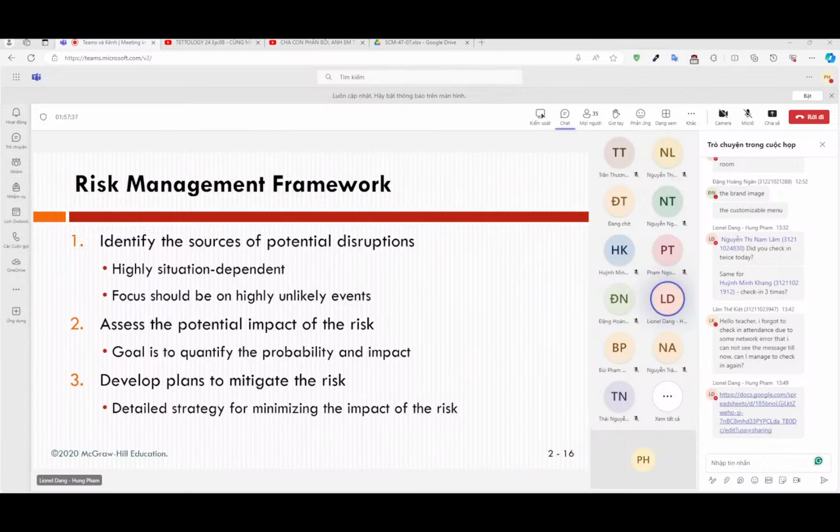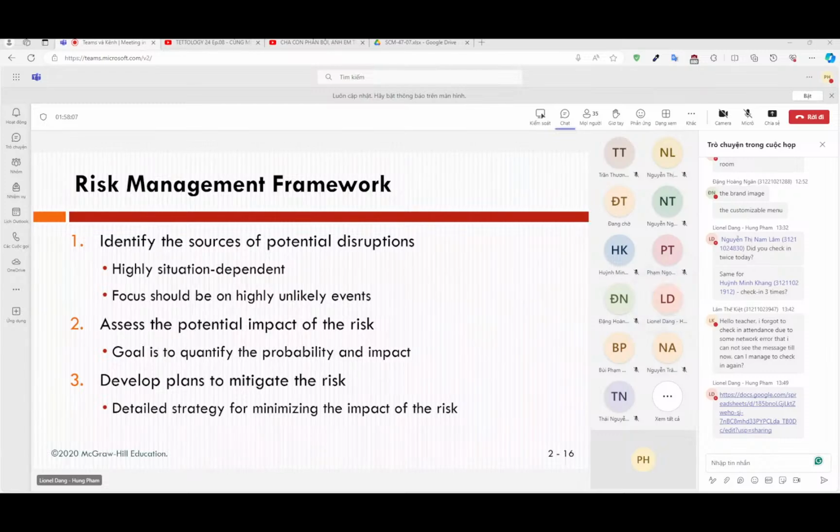what is it? It's about identifying the sources of potential disruptions, involving brainstorming on... Cannot hear you anymore. Can you hear me? Yeah.